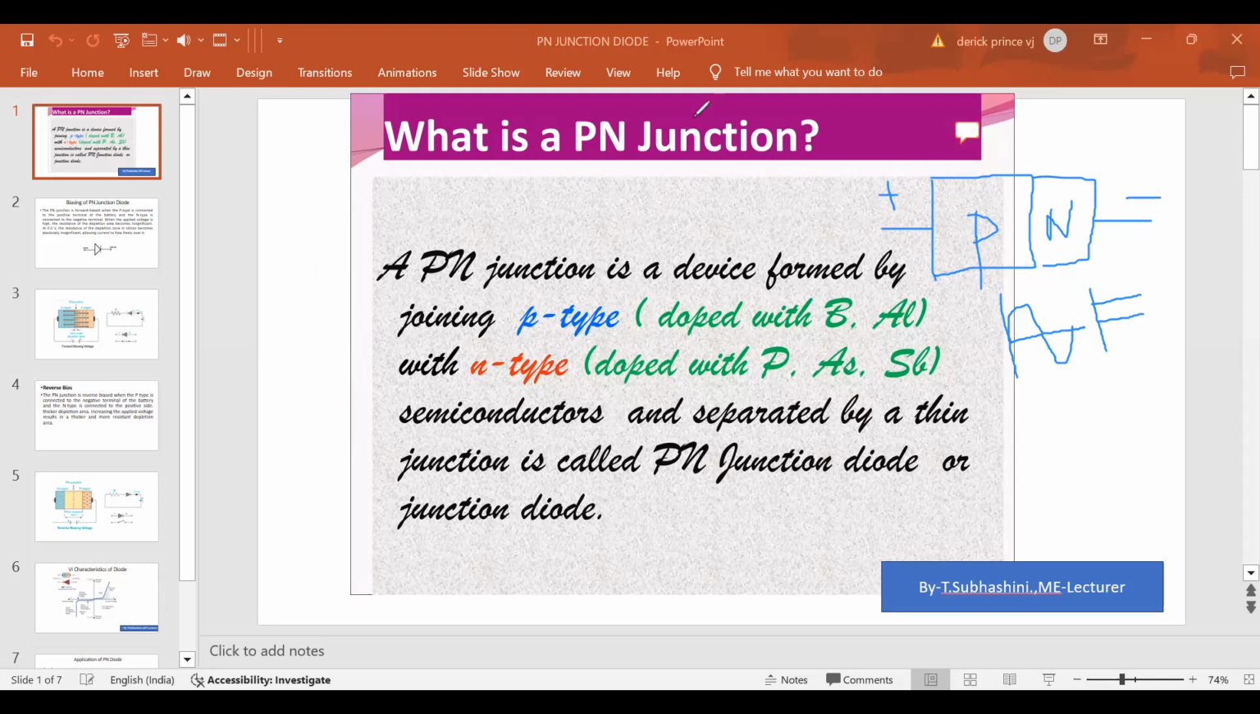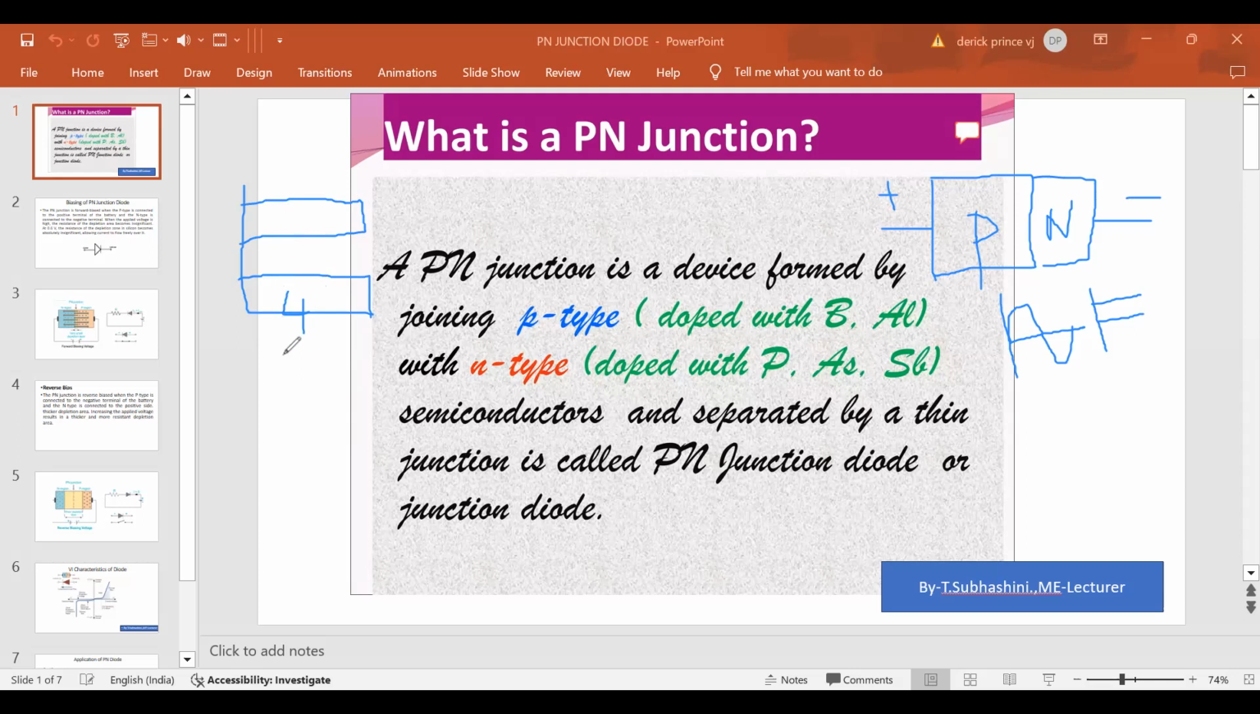Now, normally, what is a semiconductor? Suppose we take this as the valence band, and this as the conduction band. In the valence band, silicon always has 4 valence electrons. Whenever a valence band electron moves to the conduction band, we say the movement of charge carriers is called the flow of current. Then only there will be a flow of current in the device. So this is normal silicon.